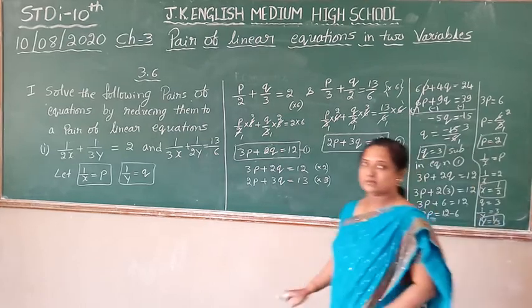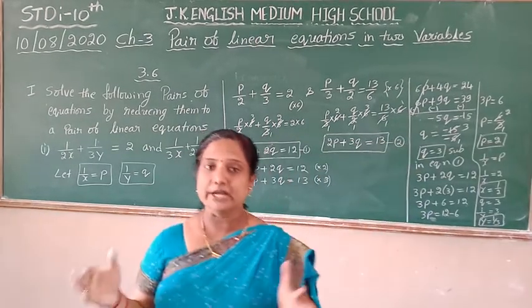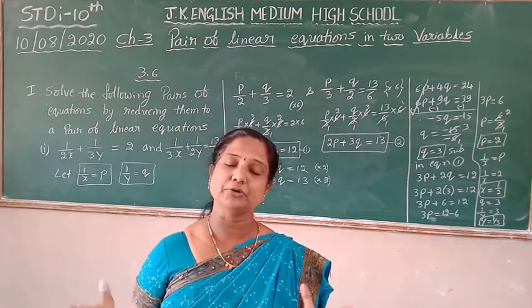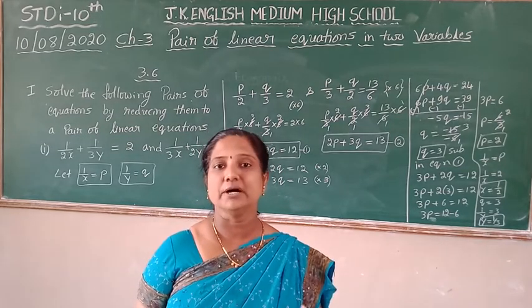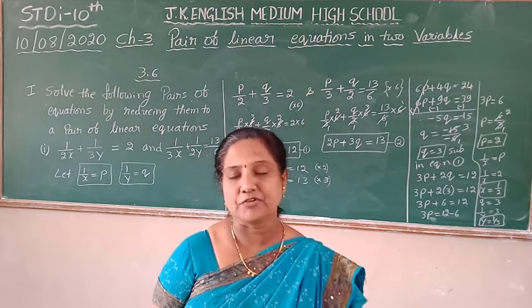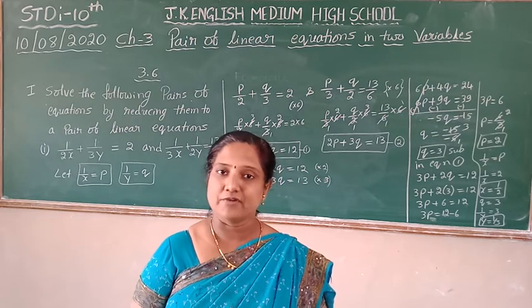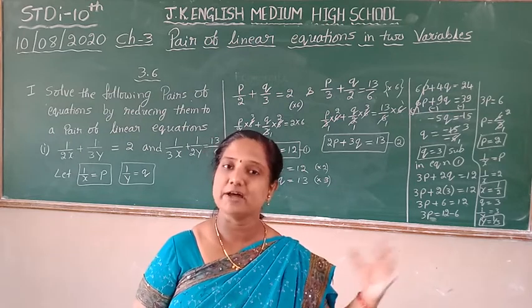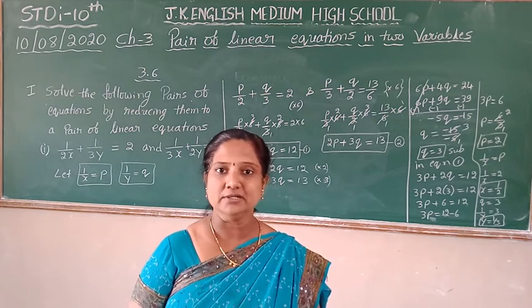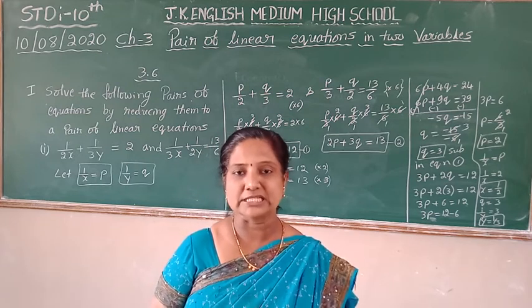Children, copy down now. This is the method of reducing the given linear pair of equations in two variables. We have to reduce to a simple standard form and then simplify. So these are equations reducible to a standard form of linear equations in two variables. Afterwards we have to solve for the two variables. This is the way of solving these equations. Okay children, copy down.